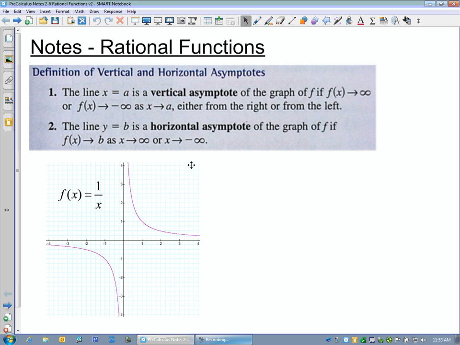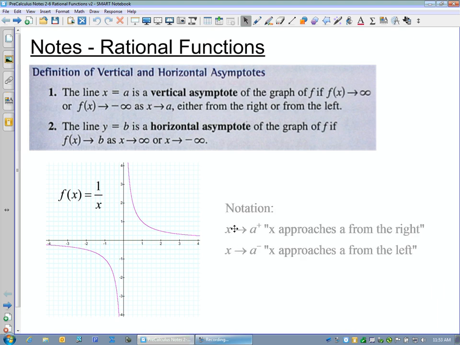And notation-wise, we talked about from the right or from the left. There is a notation for that you should be aware of, and it would be written as this. x approaches a, and then that little plus sign means from the right, from the positive direction. Or x approaches a, and then the little negative sign means from the left, which is the negative direction. So x approaches a from the left, or x approaches a from the right.